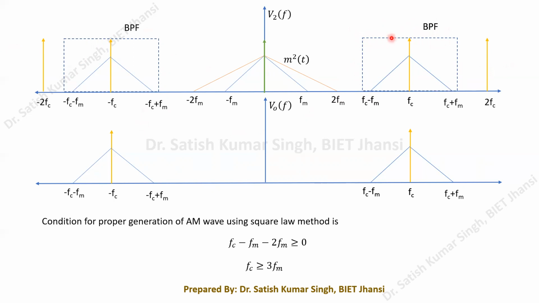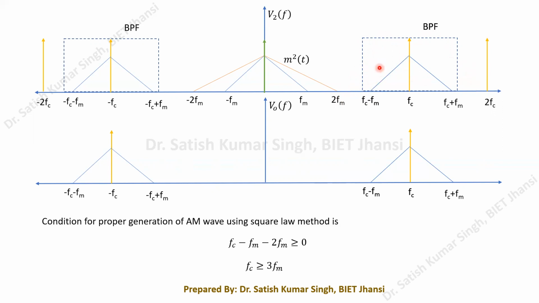Obviously, the characteristics that I have plotted here for the bandpass filtering are ideal characteristics. Practically we do not have this type of characteristics. There will be a certain roll-off factor, and it will not be a steep fall, but a gradual fall. There will be a certain transition band, you will find a gradual fall.